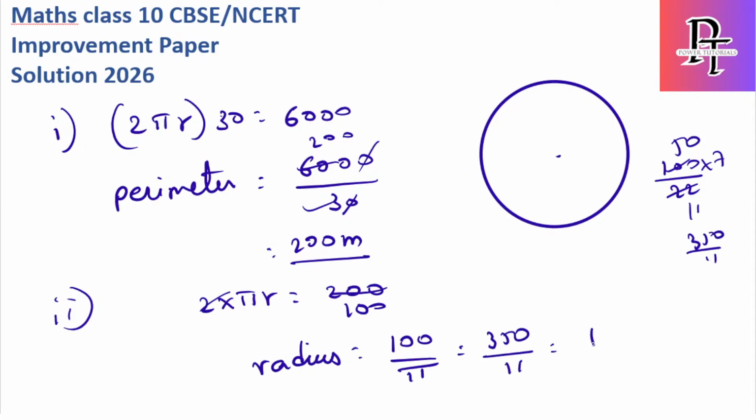So 11 3s 33, and then we have 17. So 11 ones 11, 30. So 11 2s 22, 8.